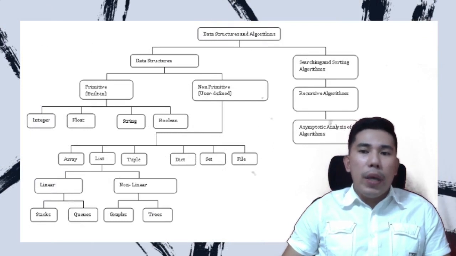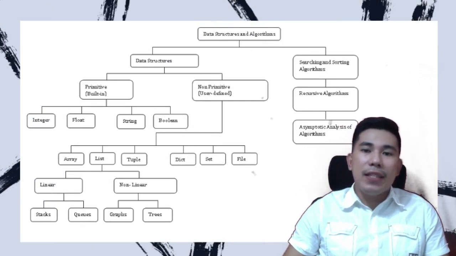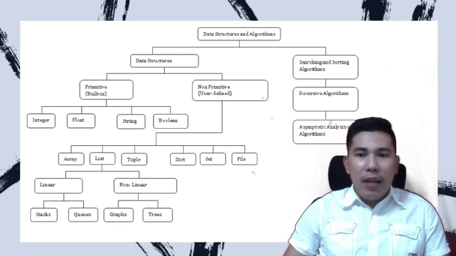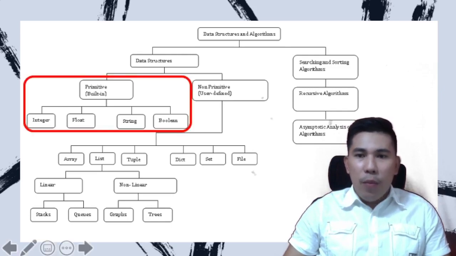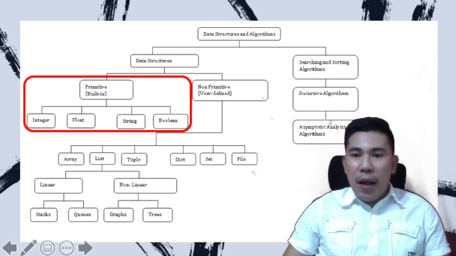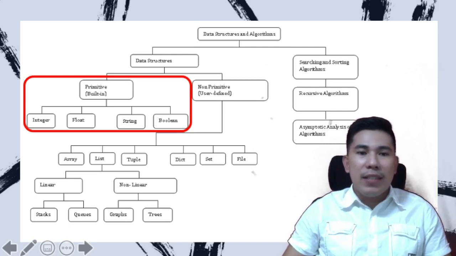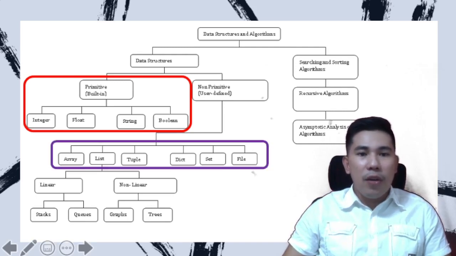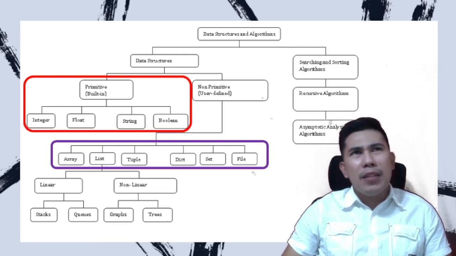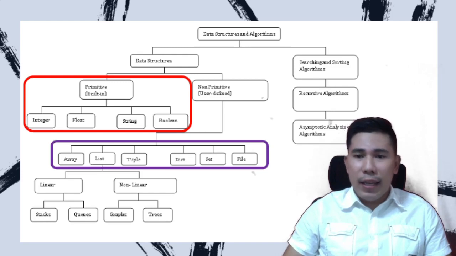Now, as you can see in our course map, in order for us to understand the advanced data structures, you must have understood the basic data structures like float, double, character, string, boolean, and etc. And for advanced data structures, we have listed arrays, list, tuple, dictionary, set, and then file. And then we have some in Java like array list, vector, and linked list.